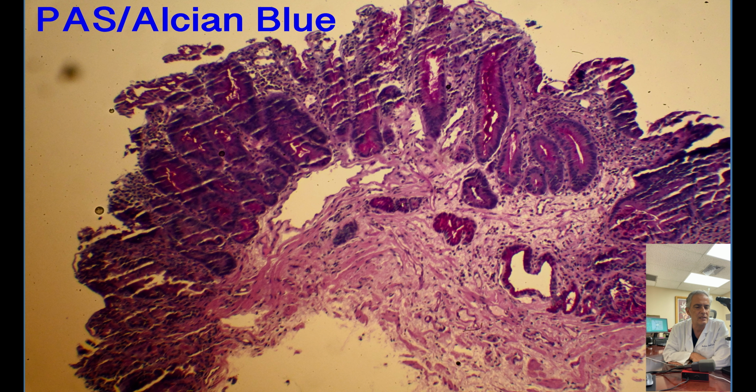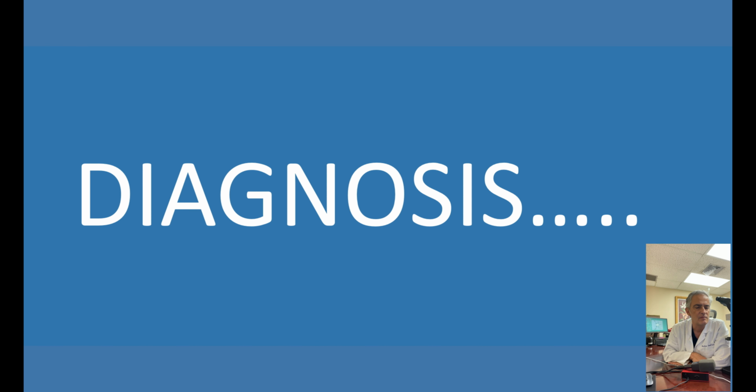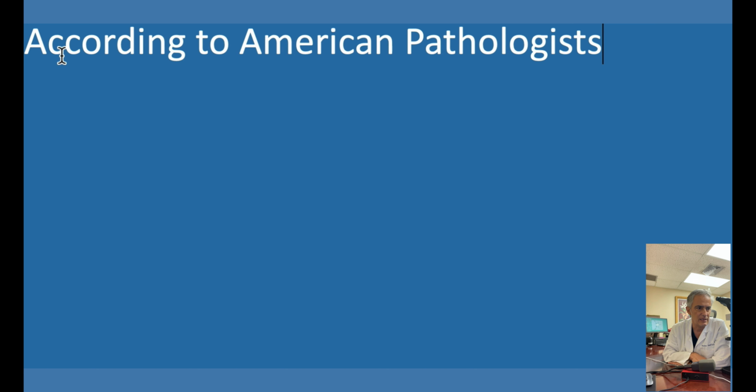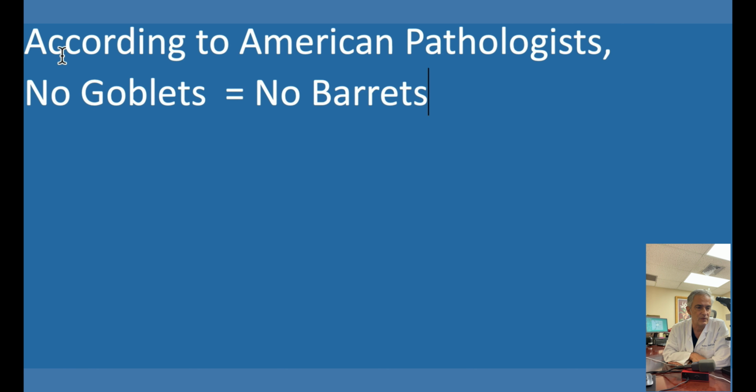So is this an intestinal metaplasia? What's your diagnosis? Can you call these Barrett's? What about dysplasia? Okay, according to the American pathologists, no goblet, no Barrett's. You need goblet cells to call a lesion Barrett.